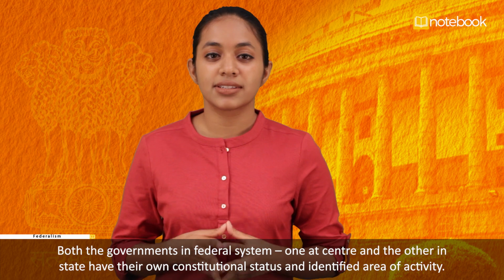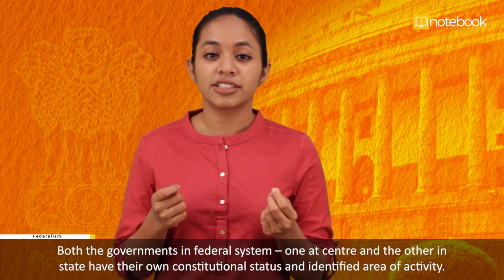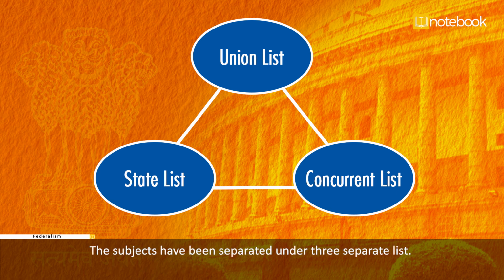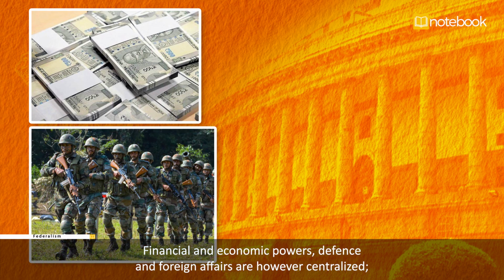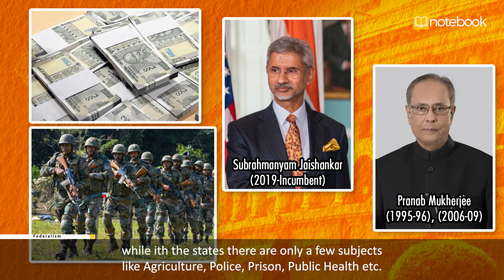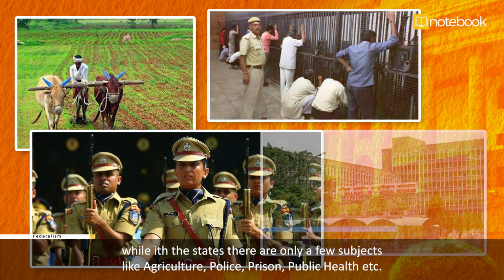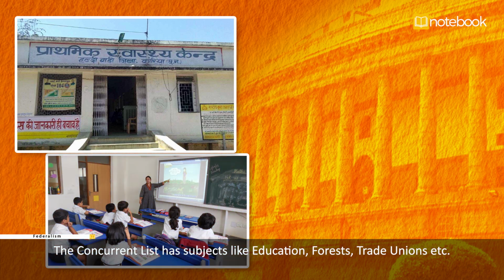Both the governments in a federal system, one at center and the other in state, have their own constitutional status and identified area of activity. The Constitution clearly demarcates the division of different areas called subjects between the two governments. The subjects have been separated under three separate lists: the Union list, the State list, and the Concurrent list. Financial and economic powers, defense, and foreign affairs are, however, centralized, while with the states there are only a few subjects like agriculture, police, prison, public health, etc. The concurrent list has subjects like education, forests, trade unions, etc.